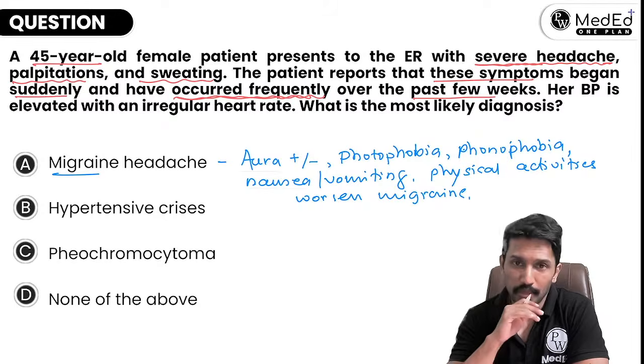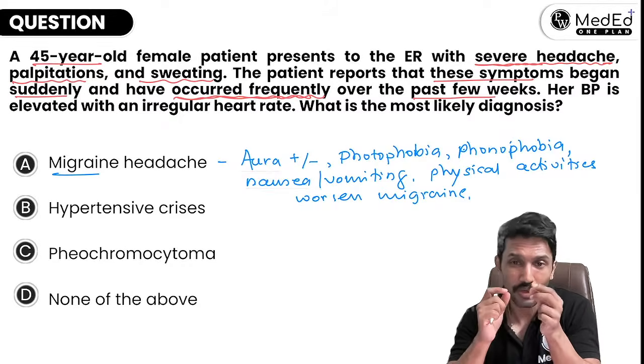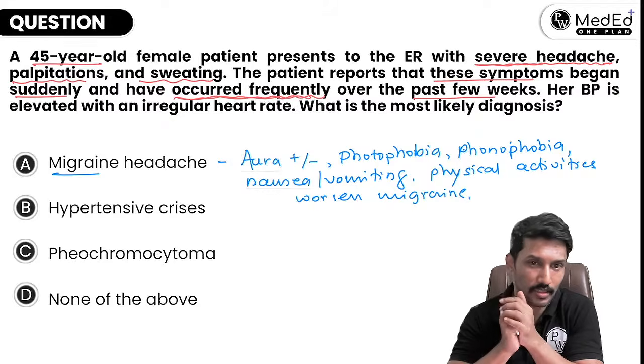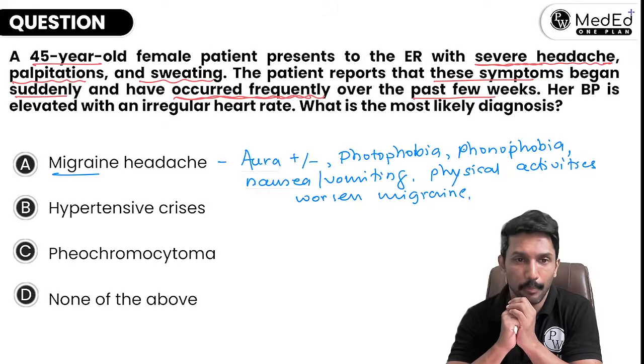So it is unlikely to be migraine. And to call it migraine, I need to know whether it is unilateral or bilateral and how long an episode of headache was lasting. And I still can't explain palpitations and sweating from the diagnosis of migraine.